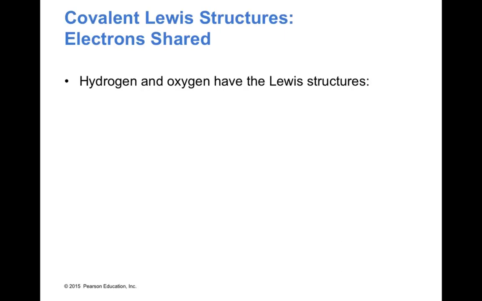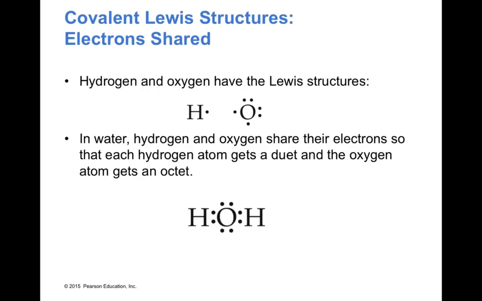Hydrogen and oxygen have the Lewis structure of H with 1 dot, because it's from family 1, while oxygen, as we mentioned before, has 6 electrons around it. So oxygen needs 2 electrons to complete that octet. Each hydrogen will share 1 electron, so we need 2 hydrogens to complete the octet around the oxygen. That's why water is a combination of 2 hydrogens and 1 oxygen.